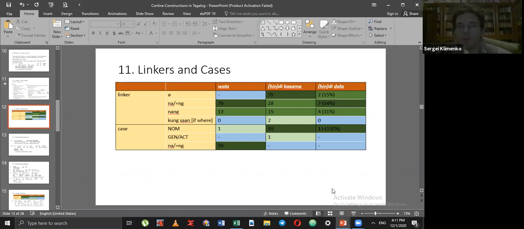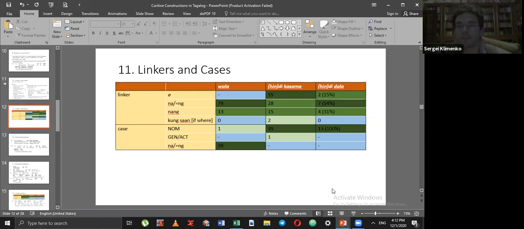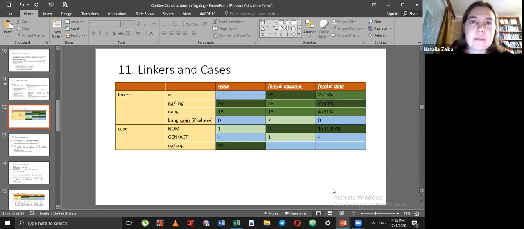But if it's up to me, I would classify only Vala as the caritive marker here, without the following linker, because that part of grammar actually comes from the syntax of the Tagalog language. It's not specific just to caritive constructions. Thank you. Maxim?